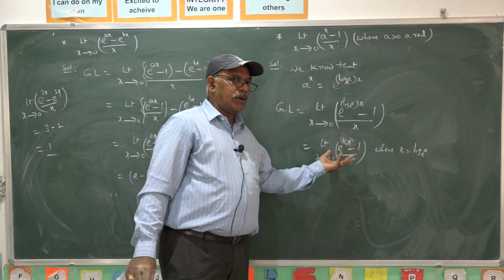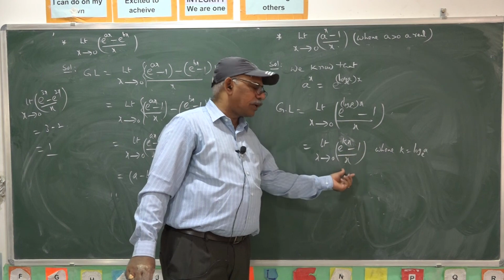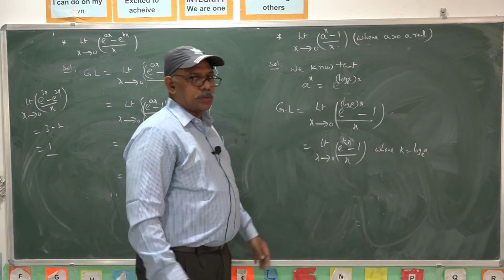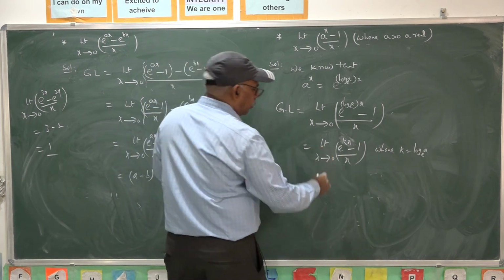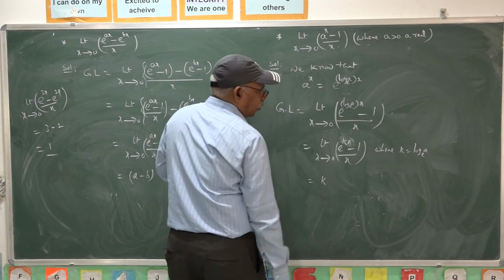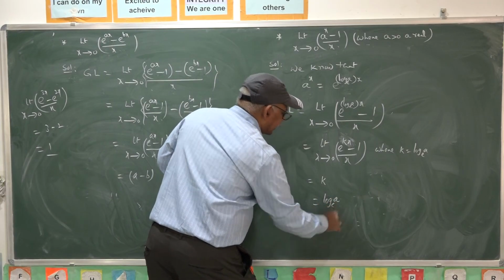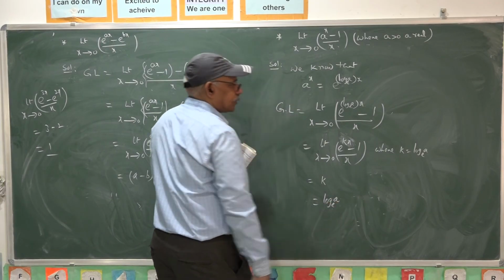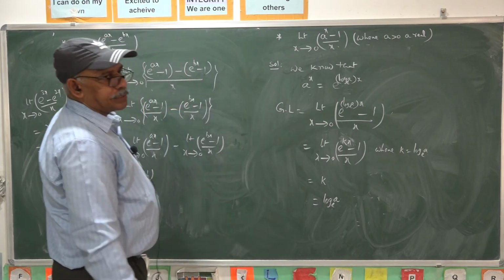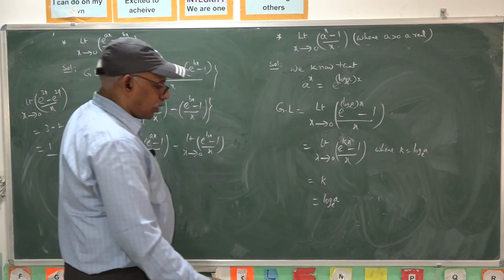Instead of a, here we have k. So, limit as x goes to 0 of (e^(kx) - 1)/x, where k is log a to the base e. By the known formula, this is clearly k. What is k here? That is log a to the base e. So, limit as x goes to 0, (a^x - 1)/x is always log a to the base e.